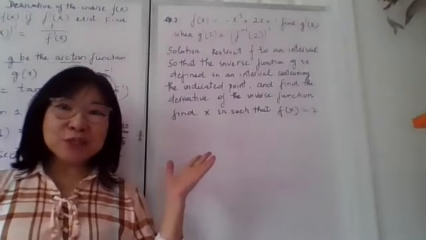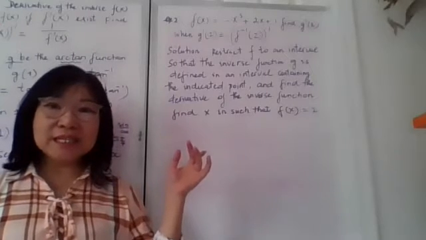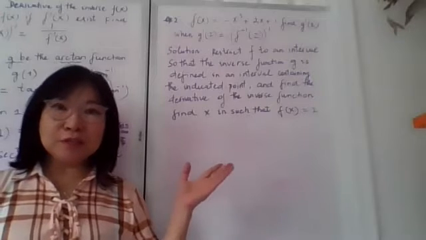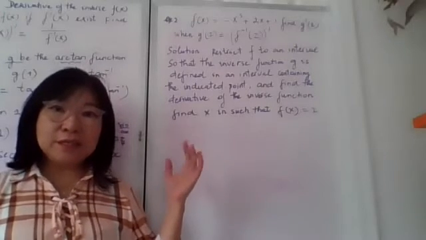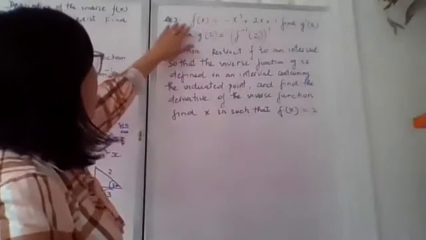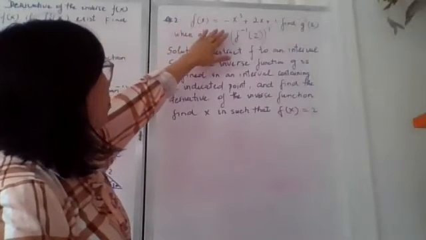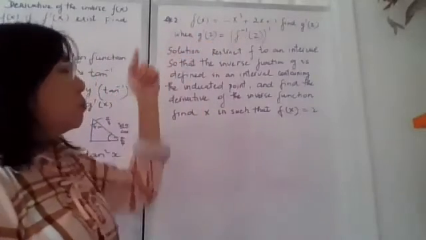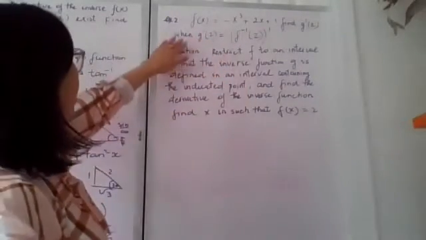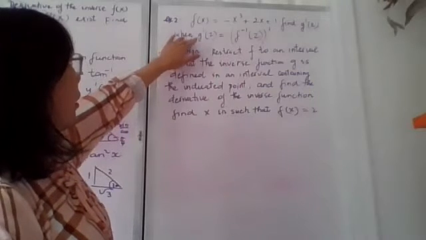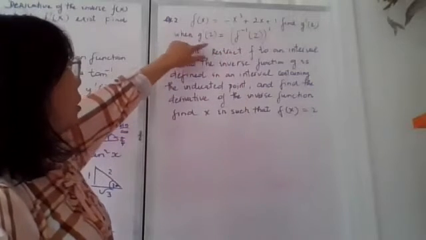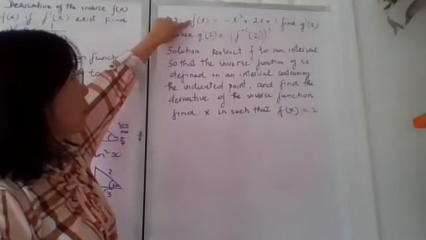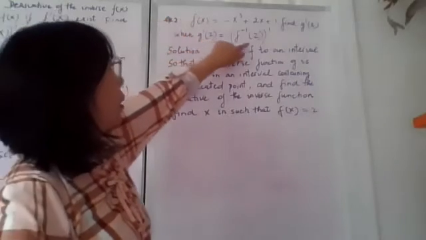So I'm going to continue to the second board about the derivative of inverse function. So let's take a look at the example. So example 2, we have f of x equal minus x to the power 3 plus 2x plus 1. So this is a polynomial function. And we want to find g prime of 2, where g prime of 2 equals the derivative of the inverse function of f of x, at 2.